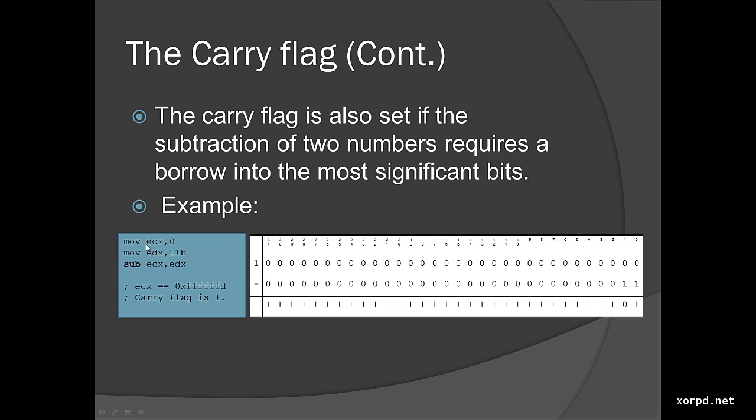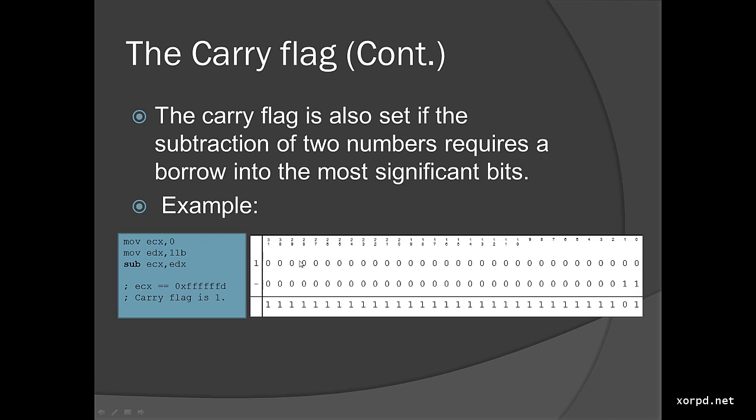The first one zeros ECX. The next one moves 11 in binary into EDX. And then we subtract. We subtract the number 11 in binary from 0. If we put it in a table, it looks somehow like this. We have the number 0, which is inside ECX. ECX is the first row. And then in the second row, we have EDX, which is 11 in binary.